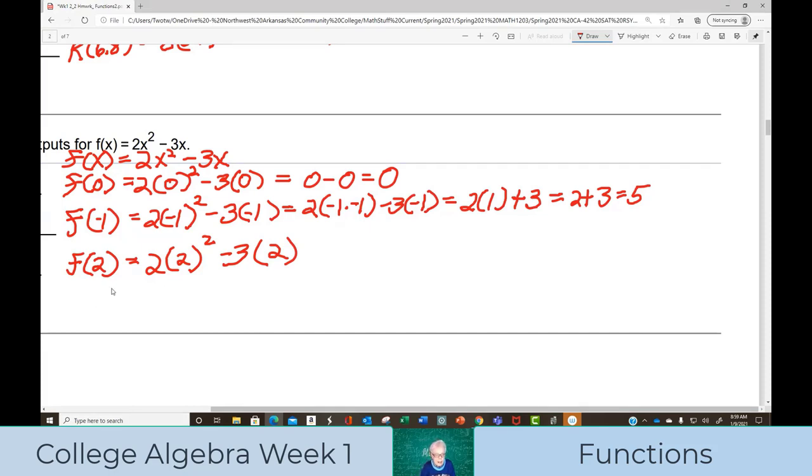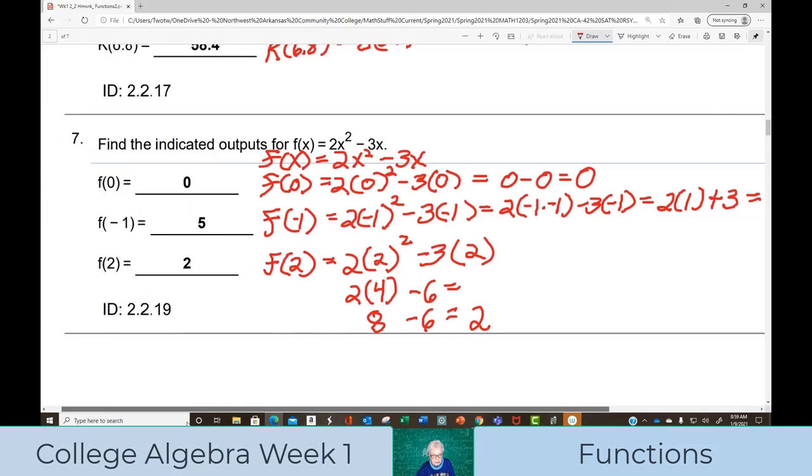And then what have I got? Well, this is going to be 2 times 4. This is 2 squared, which is 4. Minus 3 times 2, that's minus 6. 2 times 4 is 8, minus 6, that's going to be 2. Let's see if that's right. And in this class, you've always got the option to use your calculator.